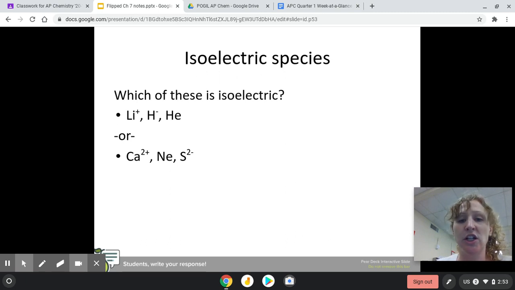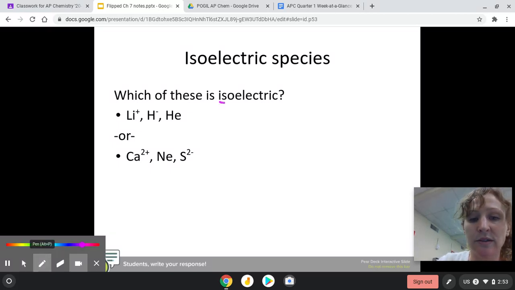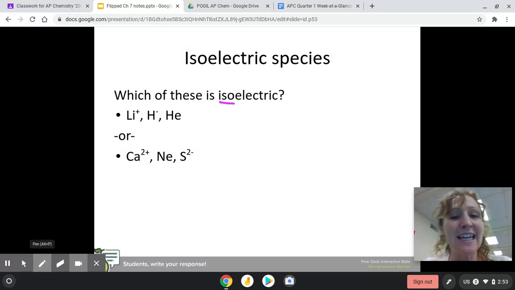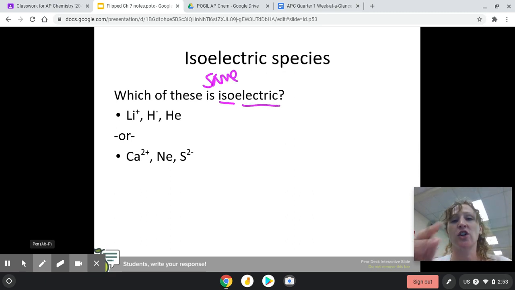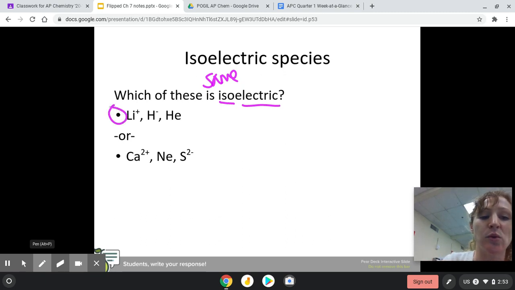electron configurations. Iso means what? It means the same. So their electronic structure is the same. So take a look at these. Which of these 3 has the same electronic structure? I would pause the video till you figure this out.